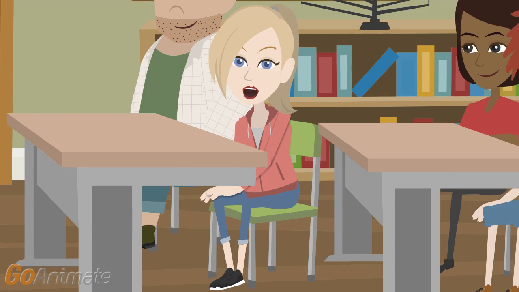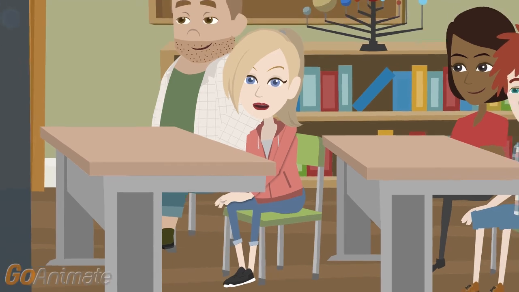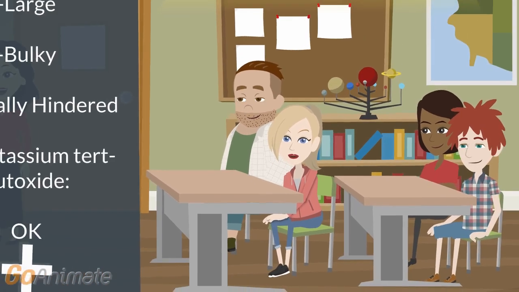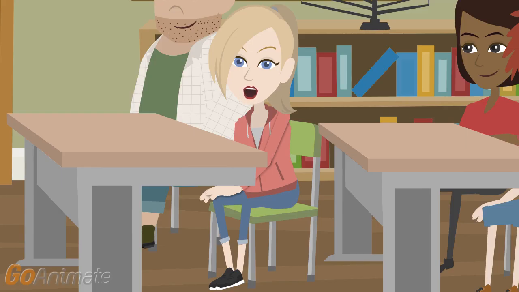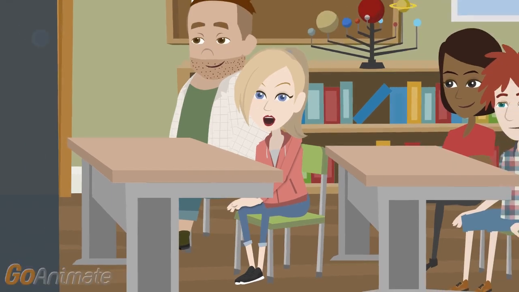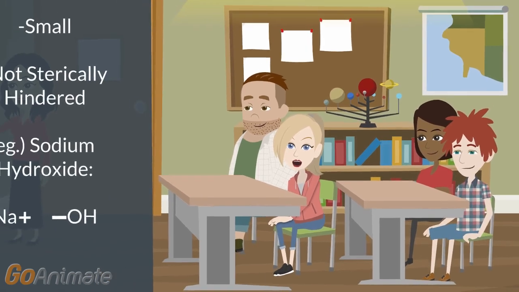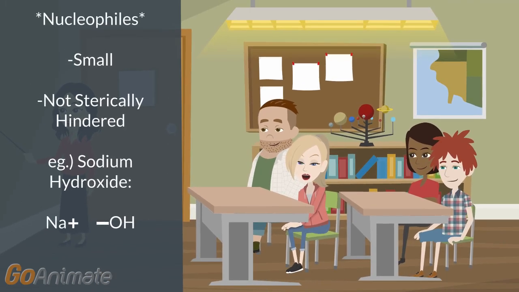To begin, let's talk about the general characteristics of bases. As a general rule of thumb, bases are typically large, bulky, and heavily sterically hindered, which makes them easy to recognize. A good example of this would be potassium tert-butoxide. Its large, bulky appearance gives it away as a base almost immediately. Nucleophiles, on the other hand, are usually quite small and don't encounter steric hindrance as readily as large bases. A good example of a nucleophile would be sodium hydroxide.